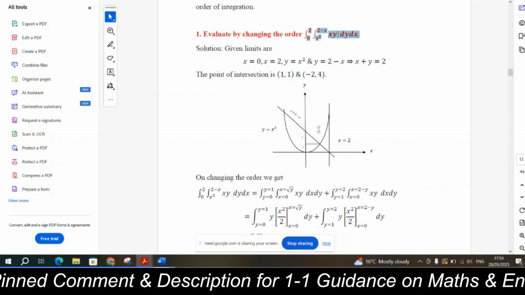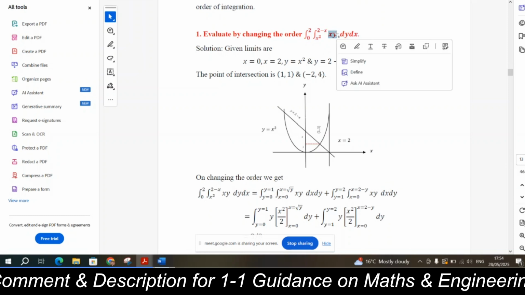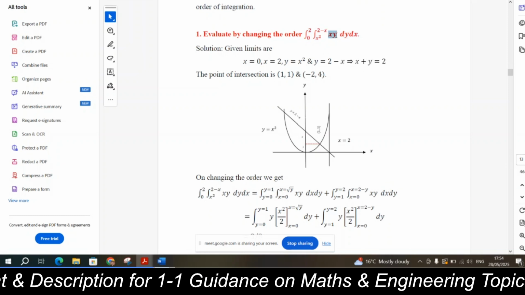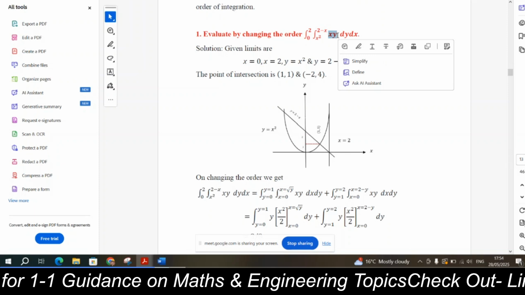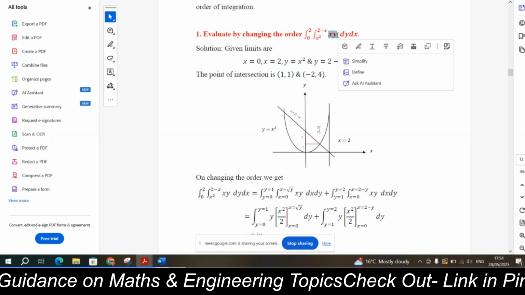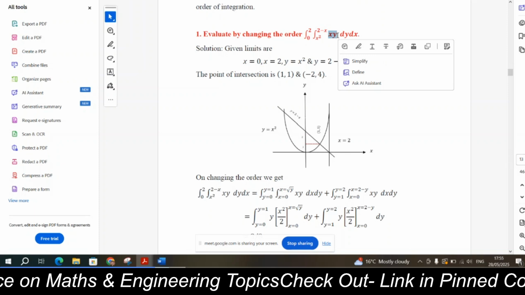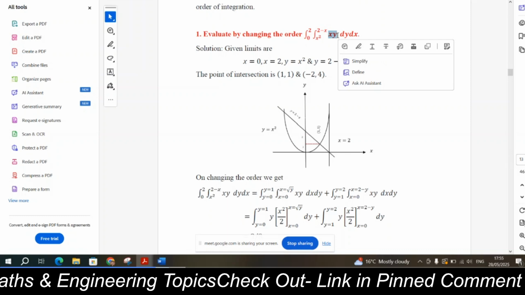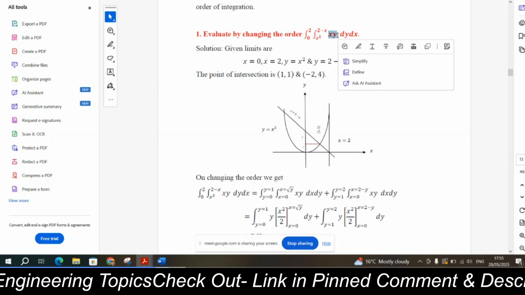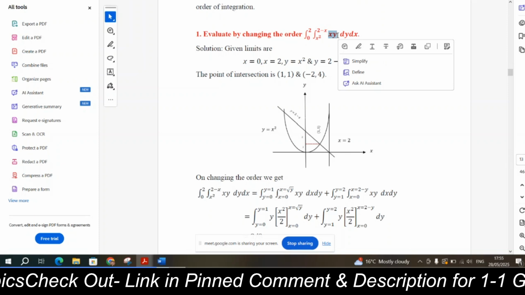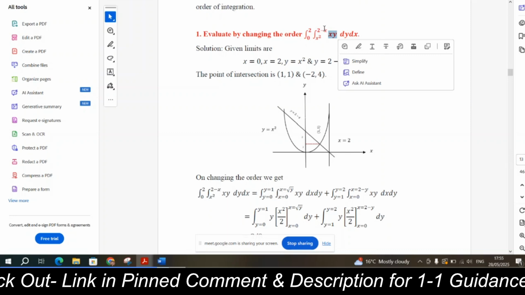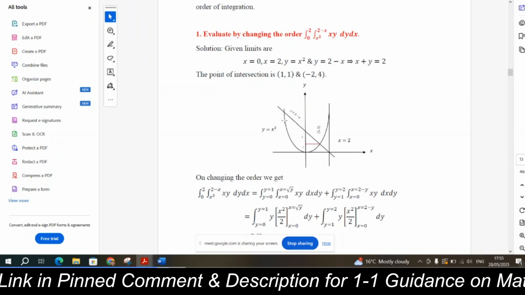Now, the way the integration is done. This is the function that you're integrating. What does this function represent? This function represents the height of the bar, along the z-axis, coming out of the paper. Xy is the surface which will cut at a particular height. So we have to now check whether this order of integration works.